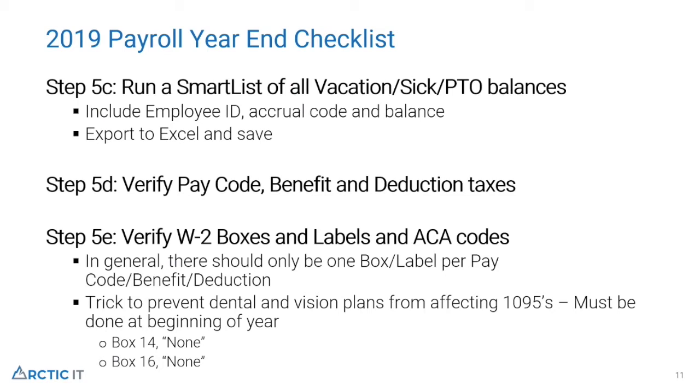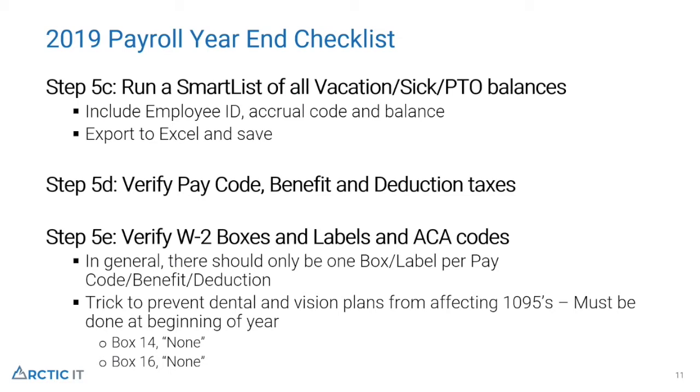Step 5D is to verify your pay code benefit and deduction taxes, especially if you have new plans or new codes that you've created throughout the year. And then step 5E is to verify the W-2 boxes and labels associated with those codes. So in general, there should only be one box and label per pay code benefit or deduction.